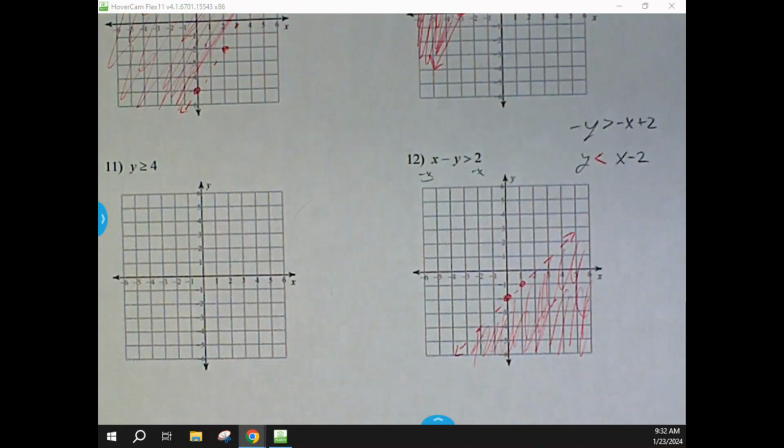Okay, if you haven't graphed 8 and 11, go ahead and graph those two real quick. We'll check those here in just a minute, and then that'll wrap up the graphing part for the day.